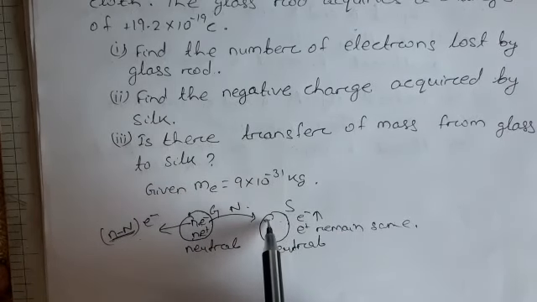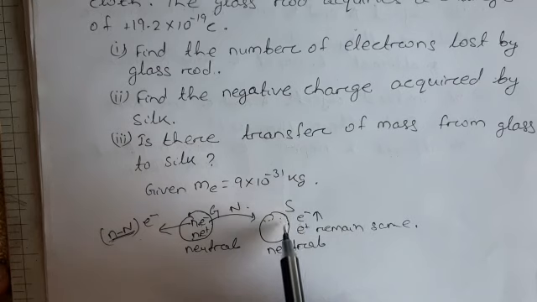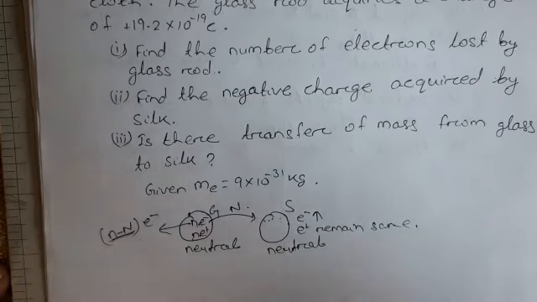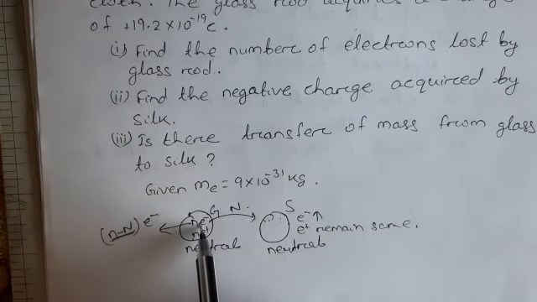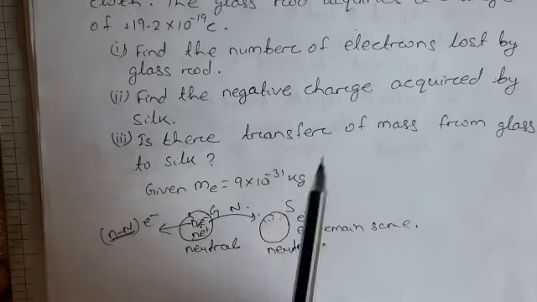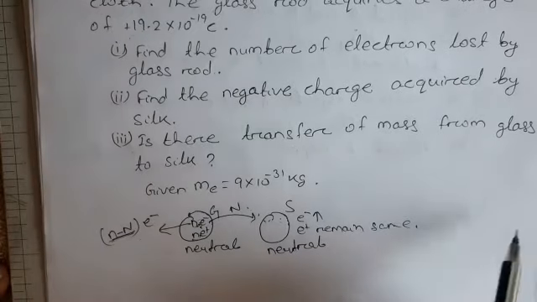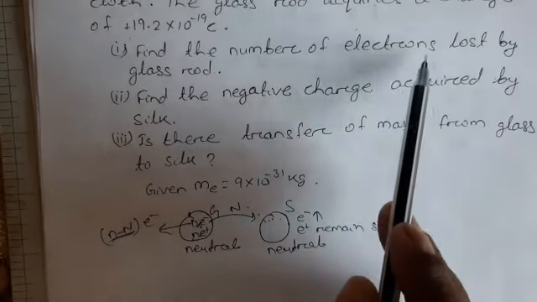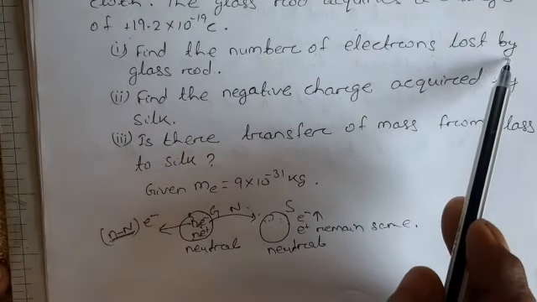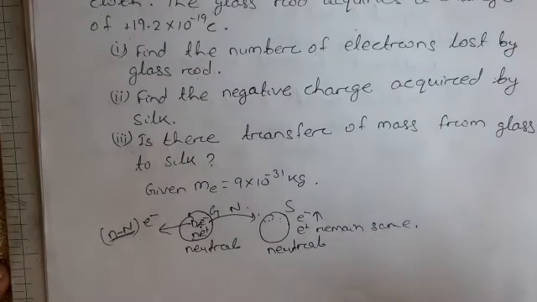Silk will accept electrons, so its number of electrons will increase while the protons remain the same. Glass will release electrons, that's why it will become positively charged, and its number of electrons will reduce. So the glass will acquire a charge of 19.2 × 10^-19 coulomb. Find the number of electrons lost by the glass rod.